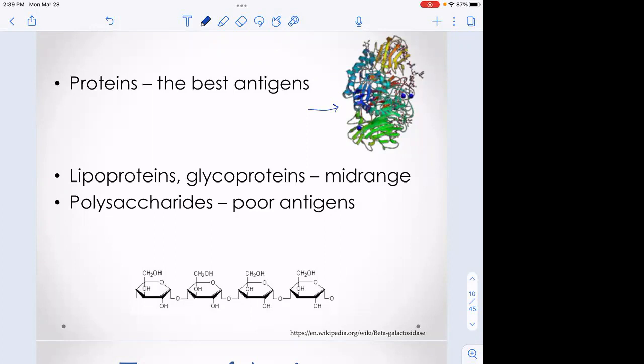If a molecule is part lipid, part protein, or part sugar, part protein, that's more mid-range, somewhat of a response. Usually polysaccharides don't generate a very good immune response because they're often just repeating. So here's starch: glucose, glucose, glucose, glucose. It's not complicated. It's just the same molecule over and over again. There are exceptions to this. There certainly are polysaccharides that are antigenic, but as a general rule, usually proteins make the best antigens.